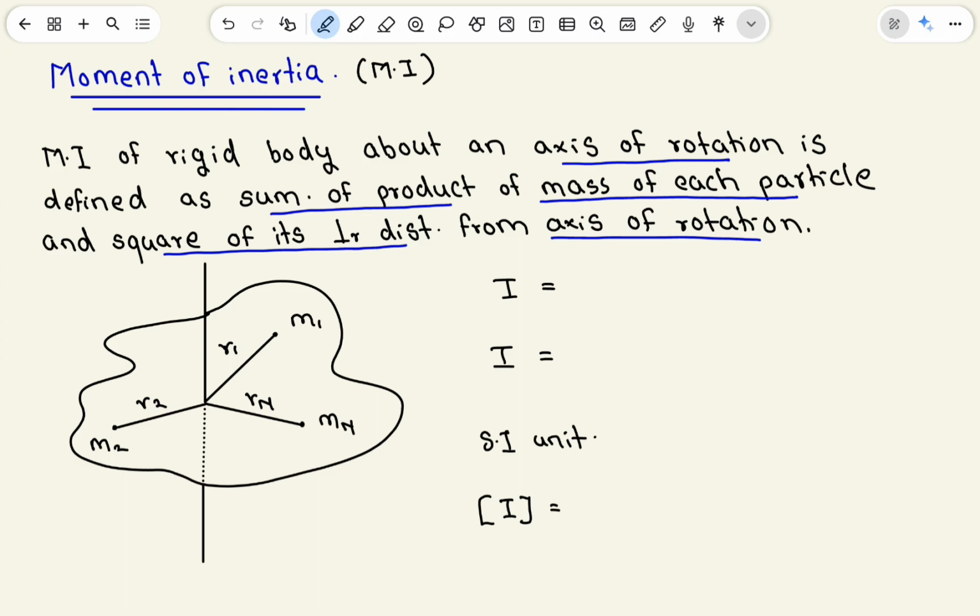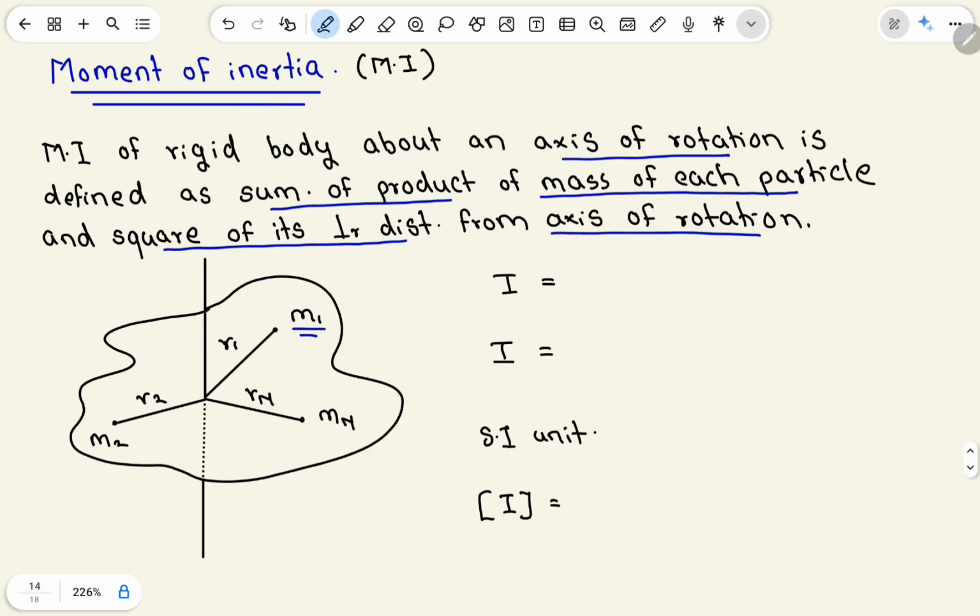So for example, I've taken mass 1 on the rigid body, then mass 2 and mass n. This rigid body on the left hand side of the screen has multiple masses from m1, m2, so on up to mn. And r1, r2, and so on up to rn are nothing but the respective distances of the masses from the axis of rotation.